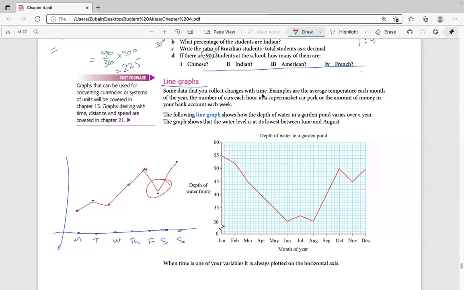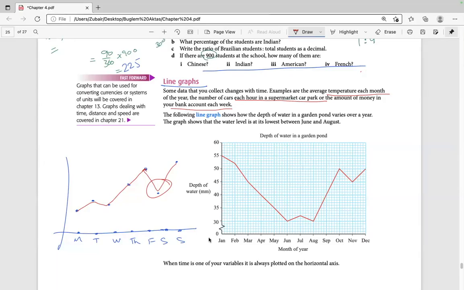Some data you collect changes with time. Examples are the average temperature each month, which keeps on changing, or the number of cars in a supermarket car park, which too keeps on changing, like the maximum density when you call it a rush hour, or the amount of money in your bank account each week. Definitely that keeps on changing.